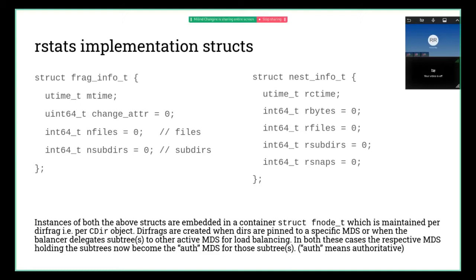Dirfrags are created when directories are pinned to a specific MDS or when the balancer delegates subtrees to other active MDSs for load balancing. So when the subtrees are delegated to the respective MDSs, those MDSs become the auth MDSs, or authoritative MDSs, for those subdirectories.